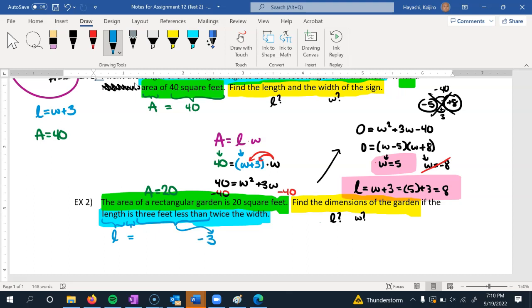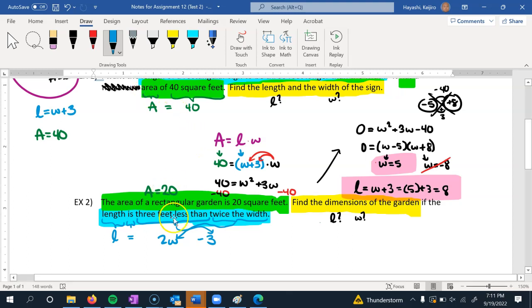What is the thing that I'm going to subtract 3 from? Twice the width. How am I going to represent twice the width? 2W. So L equals 2W minus 3. Not 3 minus 2W. The order does matter here. Which is why I recommend whenever you see the word than to place whatever you're doing at the end, after something else.